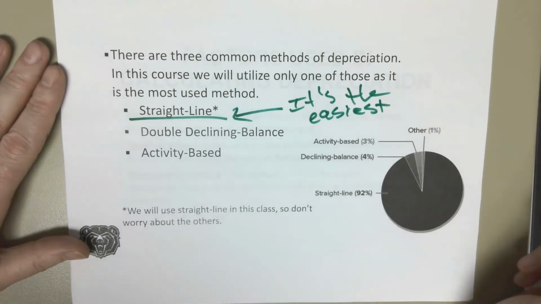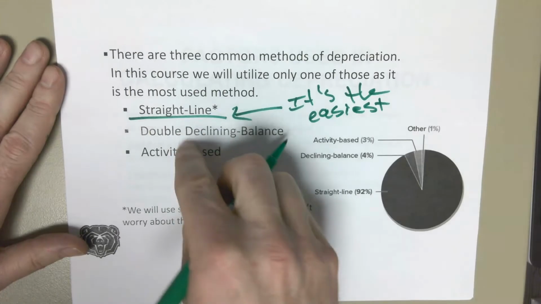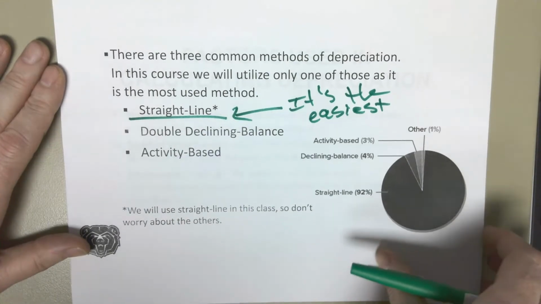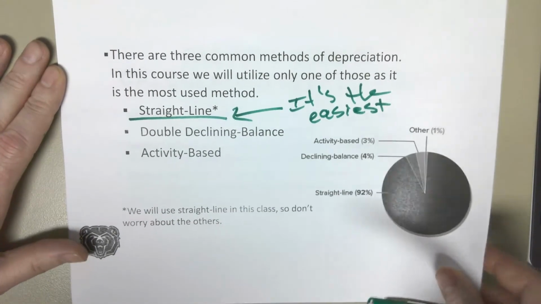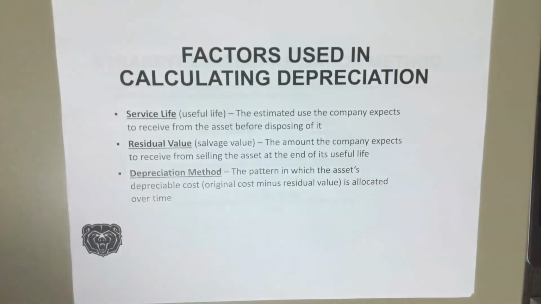This is basically just going to say, take your historic cost, divide it by the number of years you think it's going to be useful. That is your expense every year. Unlike these other two where you have to do additional calculations, that is the only calculation you'll ever have to do with straight line, and that's why we use it in this class.